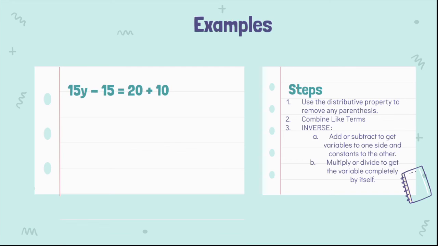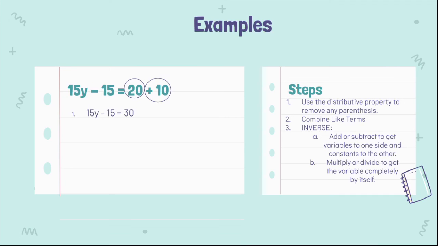Another example we have is 15y - 15 = 20 + 10. So, do we have any parentheses here to do the distributive property? No. Can we combine like terms? Yeah. We have 20 and 10 on the right side of the equation, and we could just circle those and combine them because they're both alike. That gives us 15y - 15 = 30.